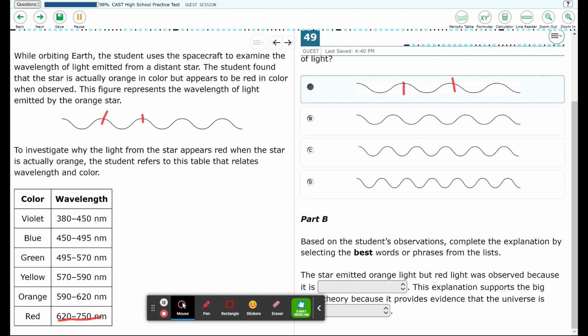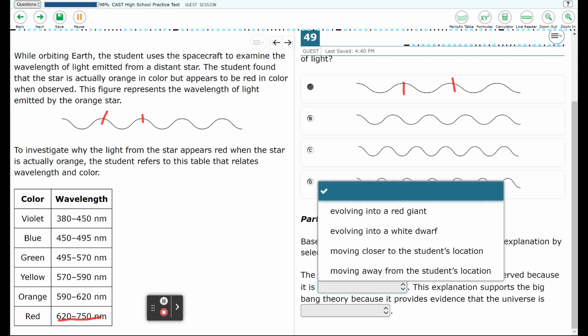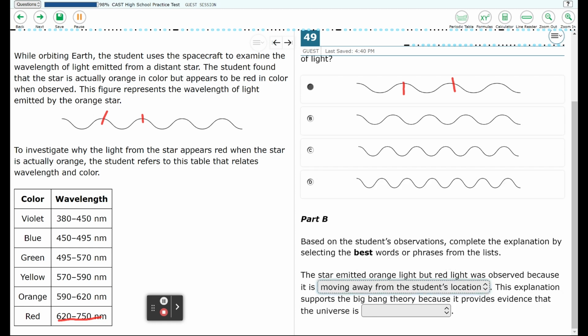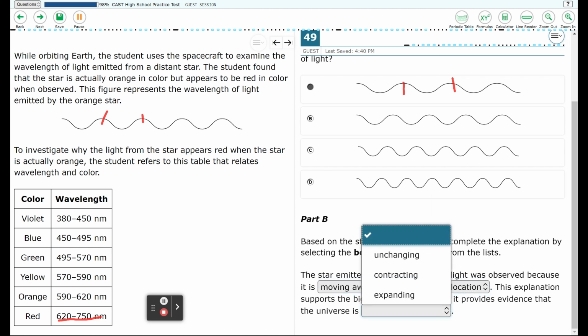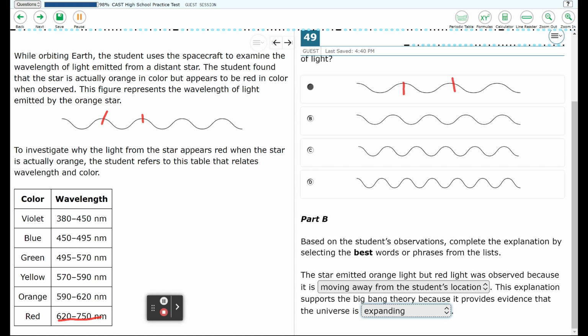Moving on to part B. Based on the star emitted orange light but red was observed because it is, and this happens because of something called the Doppler effect. Because each wave is being released from a little bit farther away, that spreads them out. So moving away from the student's location would be the best choice here. And this shows that the universe is expanding because everything is redshifted. It means that everything is moving away from us.